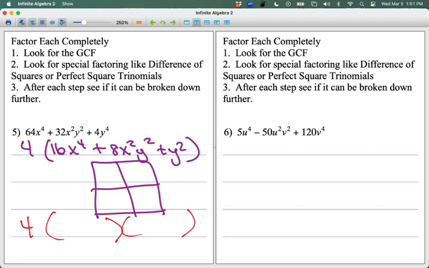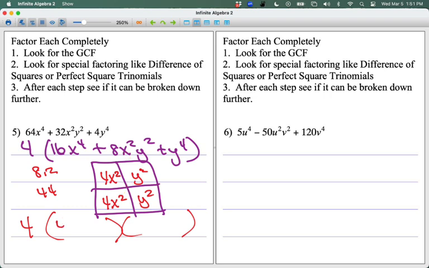I'm going to have possibilities of 8 and 2, 4 and 4, and 16 and 1. I'm going to pick 4 and 4 right now. 4x squared and 4x squared. I'm going to do y squared. The only possibility is y squared. Wait a second. This was y to the 4th right here. Please forgive me. So that makes this y squared and y squared. And that diagonal gives me 4x squared y squared. 4x squared y squared truly does add that up.